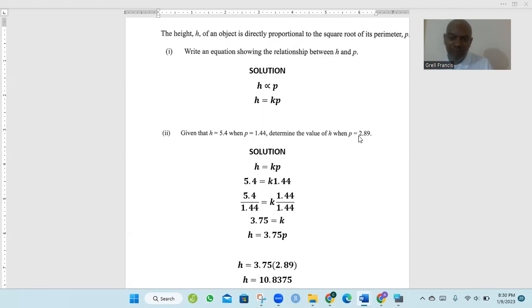So now we have been given the value of P to be 2.89. So now we can solve for H by substituting 2.89 in the place of P and multiplying this by 3.75 to give us 10.8375.